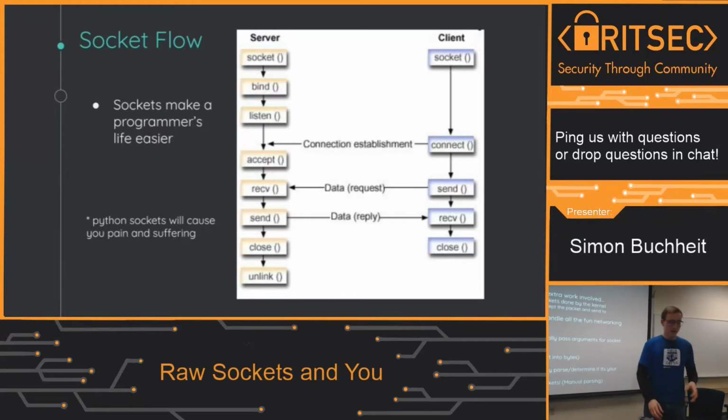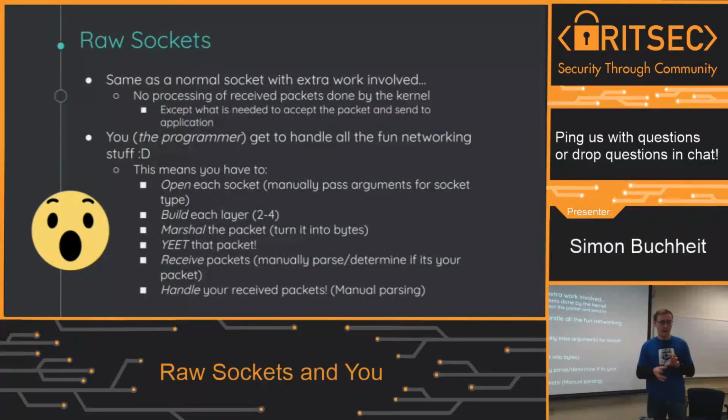All right. So let's talk about what makes a socket of the raw variety. With a normal socket, everything was abstracted from you. You just got the data. You sent the data and you received the data. Okay? Now a raw socket, none of that is done for you.